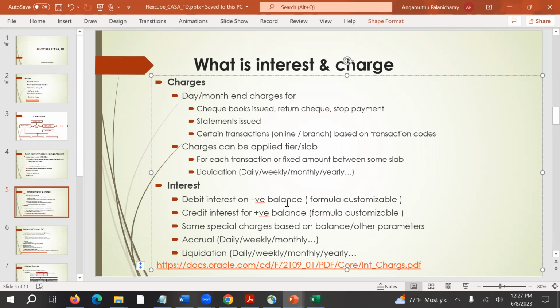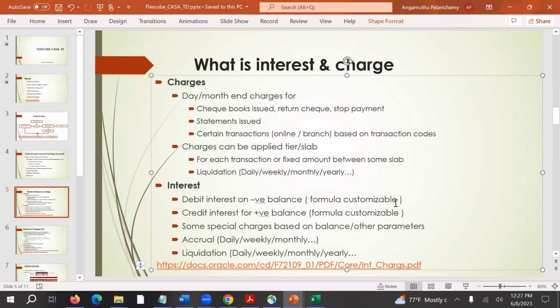Okay. Yeah. And then, as I said, it can be daily, monthly, yearly, and anything is possible. And for interest, there is debit interest for the negative balance, credit interest for positive balance, or some special charges might come.